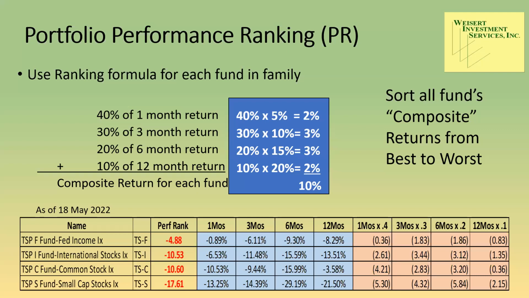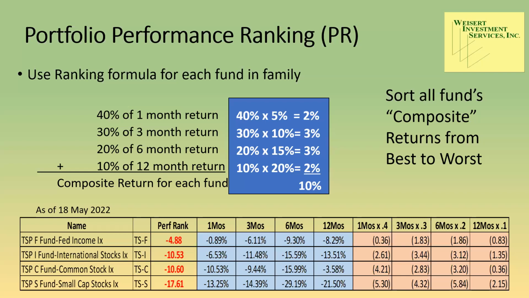We take a look at each of the C, S, or in this case at the bottom there, F, I funds. We look at each of those funds. We have a program that does this, a software package, and it takes a look at the 1-month return, the 3-month, 6, and 12-month returns. And then it gives it a weighted average, putting 40% weight on the shortest period. 3 months is 30, 20, and 10. And we basically combine them, sum it up, and then sort it best to worst.